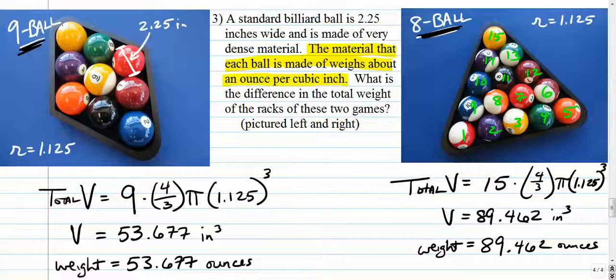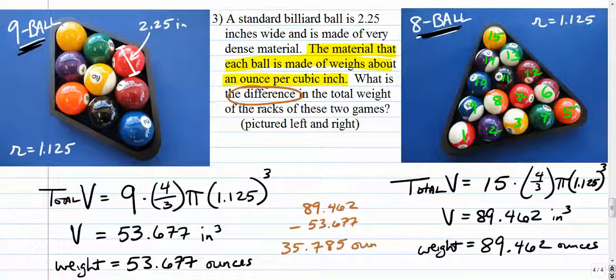The question's asking for the difference in the total weight. Difference is subtraction, so just take those two and subtract them. 89.462 minus 53.677. You get about 35.8 ounces. So that means that the rack on the right weighs that many more ounces than the rack on the left. And if we're thinking of that in pounds, it's a little over 2 pounds.